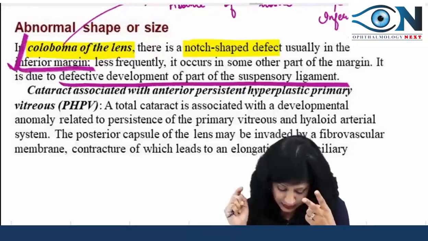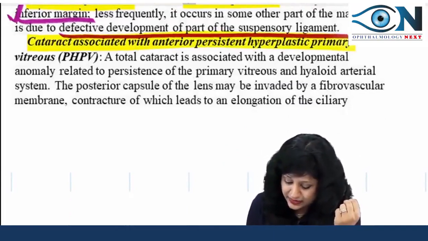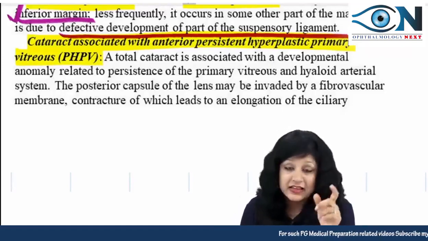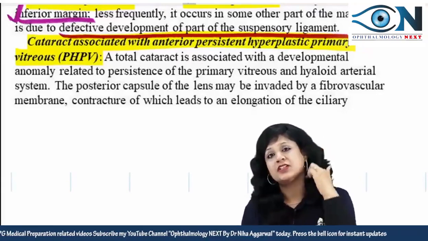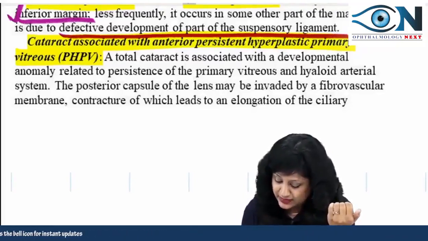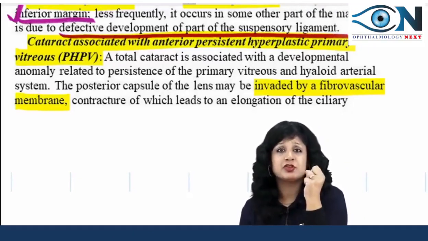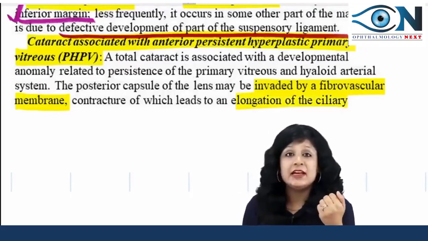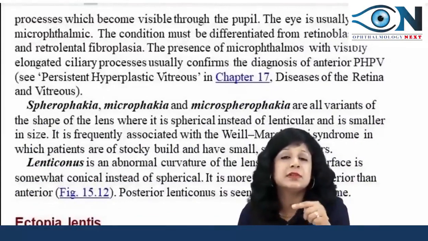Then we have the cataract which is associated with the anterior PHPV, that is persistent hyperplastic primary vitreous. A total cataract can be associated also. Now this comes under the DDs also because that is also giving a whitish pupillary reflex and it can also lead to the development of cataract. The posterior capsule of the lens may be invaded by the fibrovascular membrane and there can be a contracture, because whenever we have fibrous tissue, that can contract. That contracture can lead to the elongation of the ciliary processes, and the ciliary processes start becoming visible through the pupil.